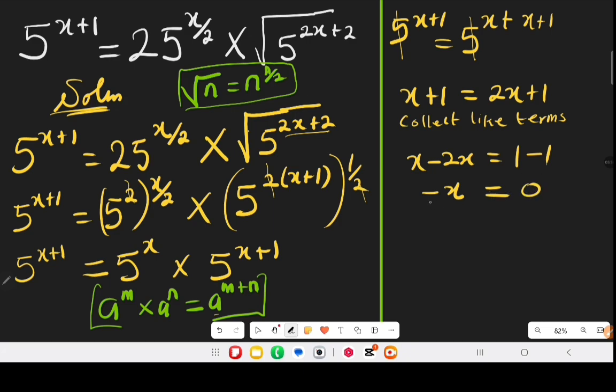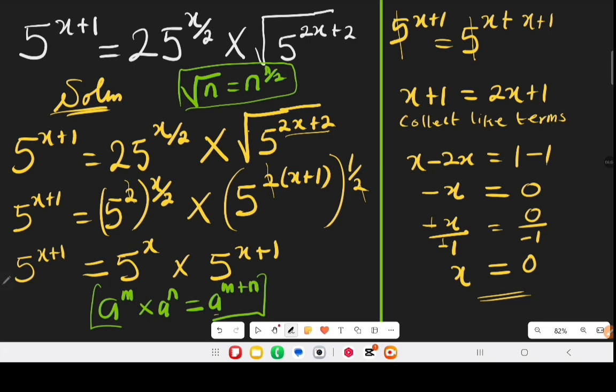We divide both sides by minus 1. When we divide both sides by minus 1, we have minus x all over minus 1 equal to 0 all over minus 1. Minus, we cancel minus, left with x equal to 0 divided by minus 1, we have 0. The answer is 0.